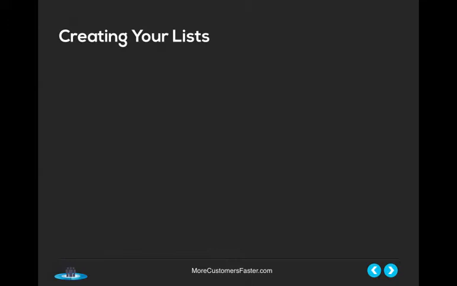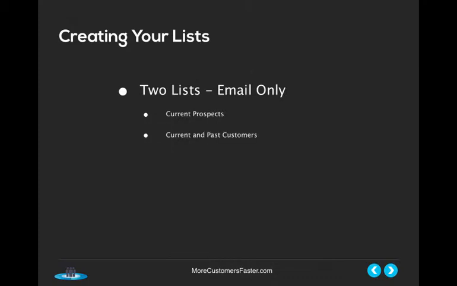But first, you need to create two lists, and we only want email addresses. What you're looking for are your current prospects, so people that have expressed interest. Maybe you've given them a proposal, or whatever the case may be. They haven't actually given you money yet. And then you want to create a list of current and past customers, so people who actually have given you some sort of money or have some monetary value associated with them. So maybe it was a barter deal or something. But really it's just distinguishing a buyer from a prospect.